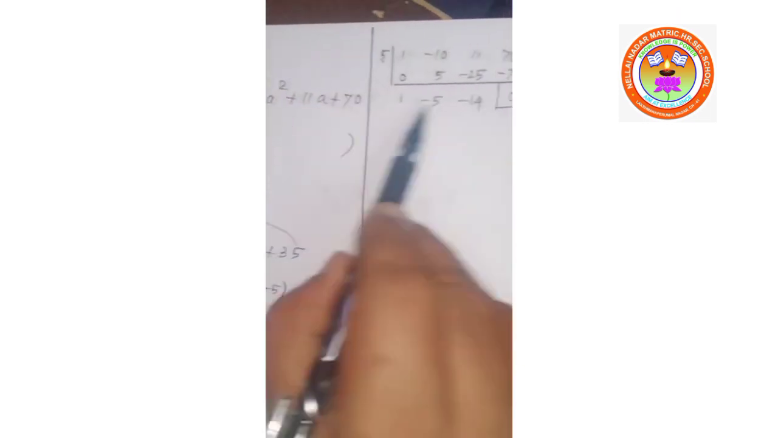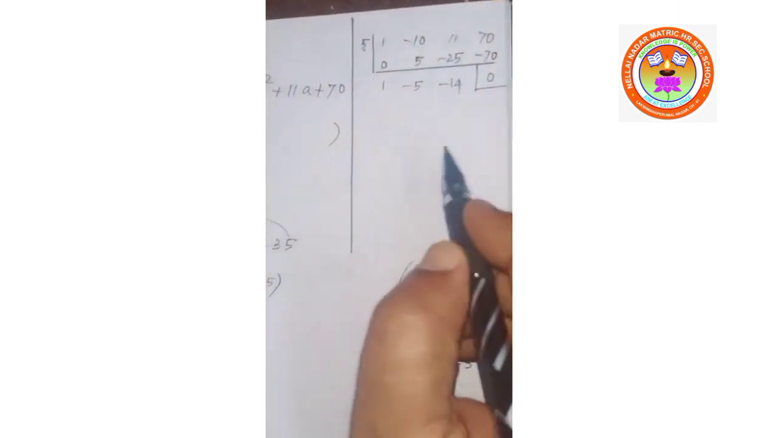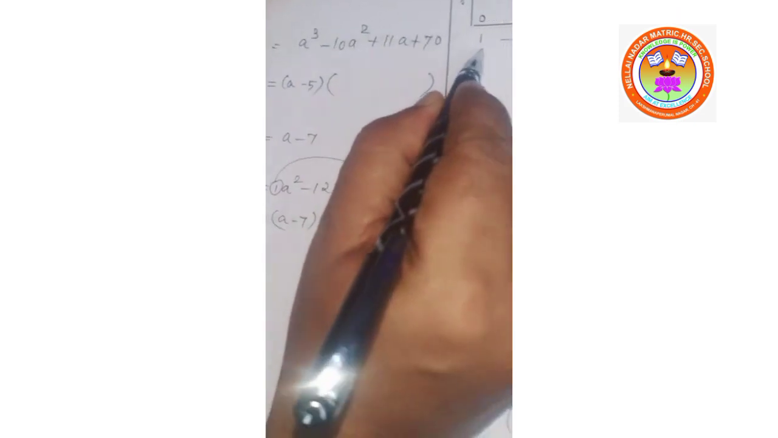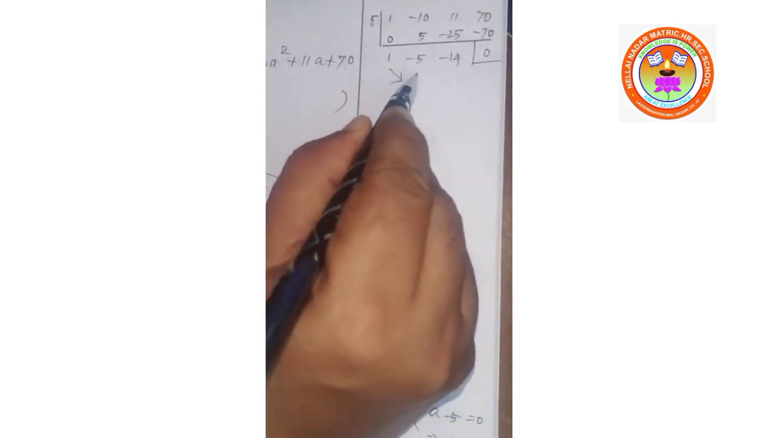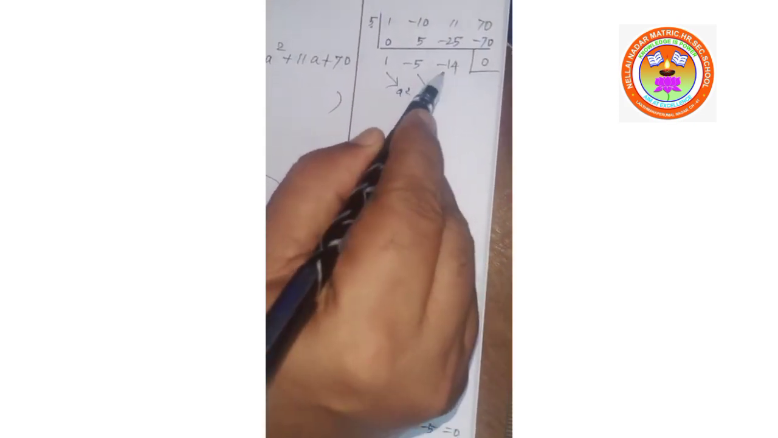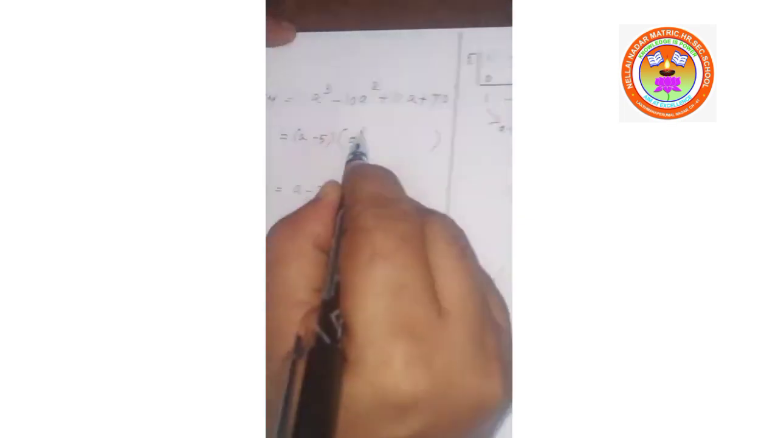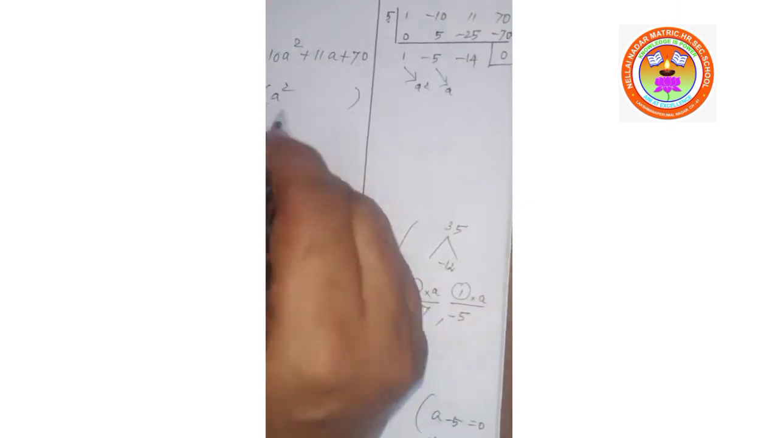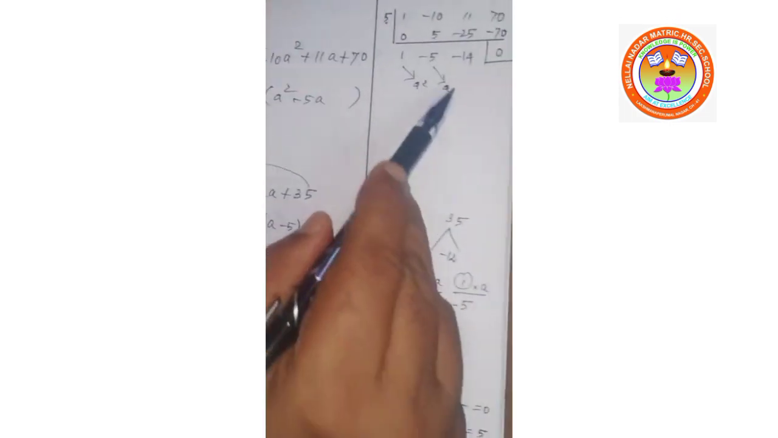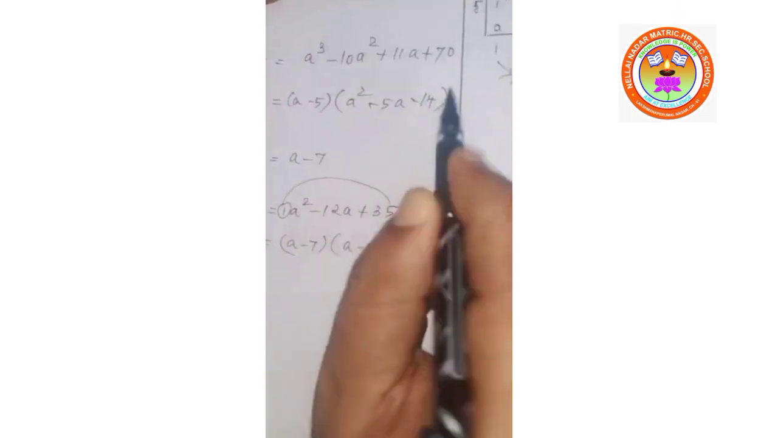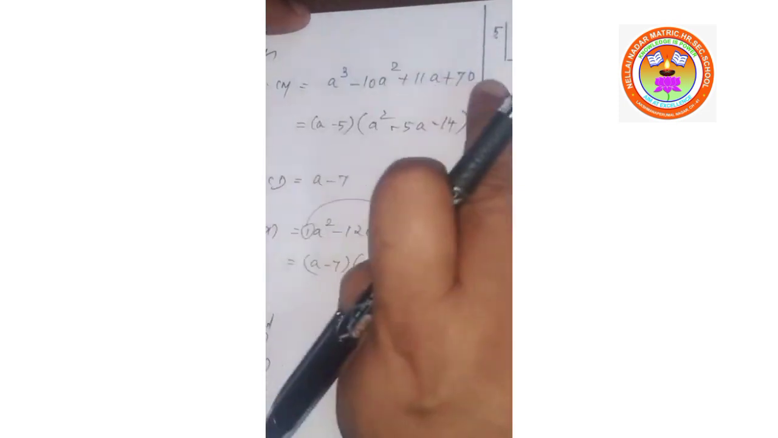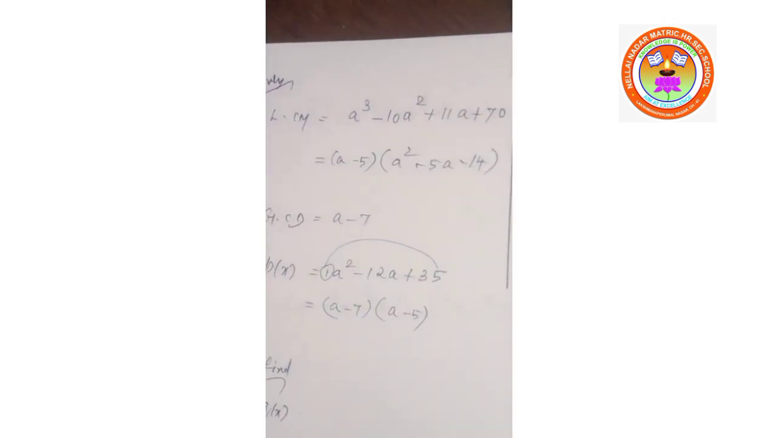Next one, you can write that quadratic factor itself. You need not factorize this one. What do you mean by the quadratic factor? Listen. This one should be multiplied by a squared, this one should be multiplied by a, and write the constant as it is. So 1 into a squared, minus 5 into a, minus 5a, and minus 14. See, if we multiply these two, definitely we will be getting this polynomial.